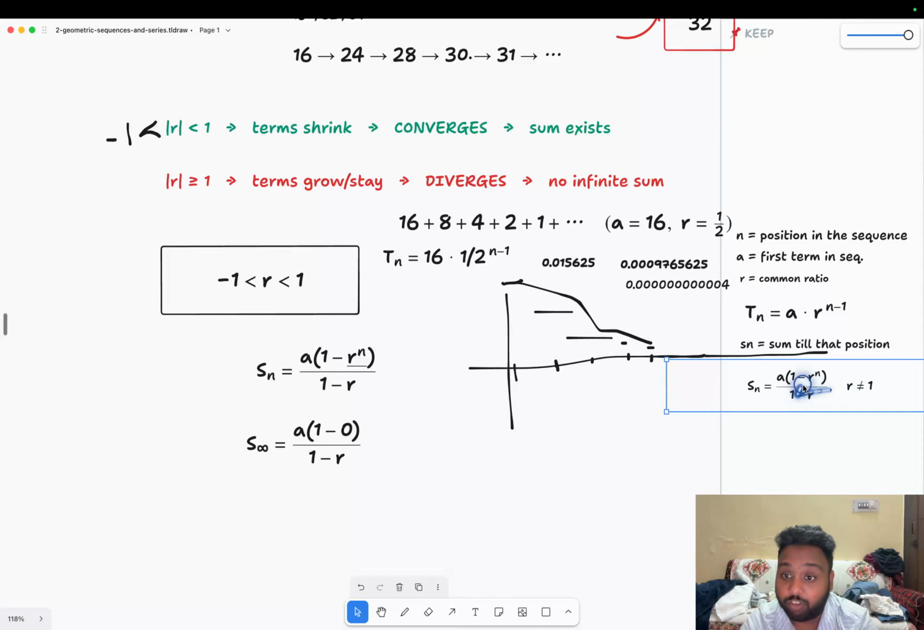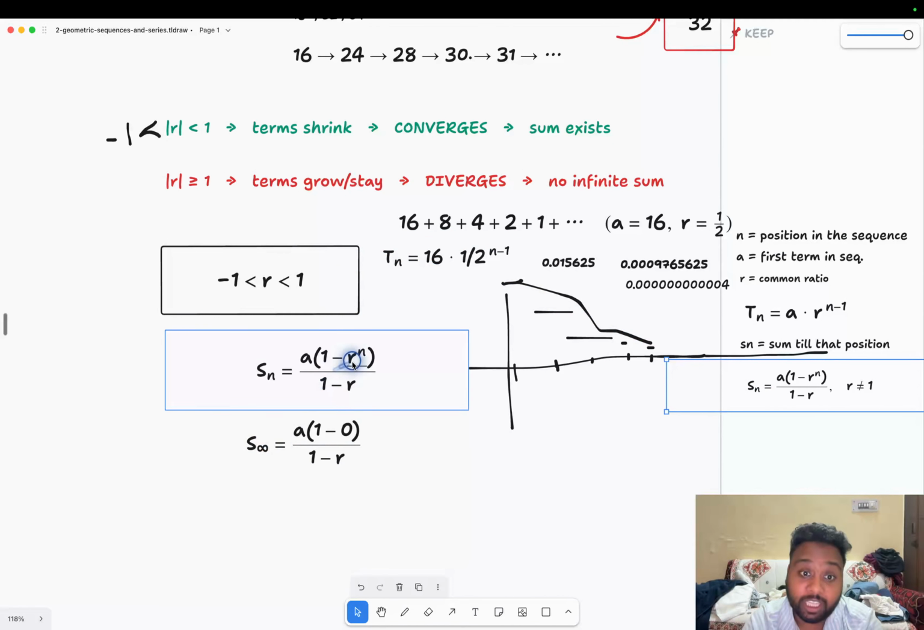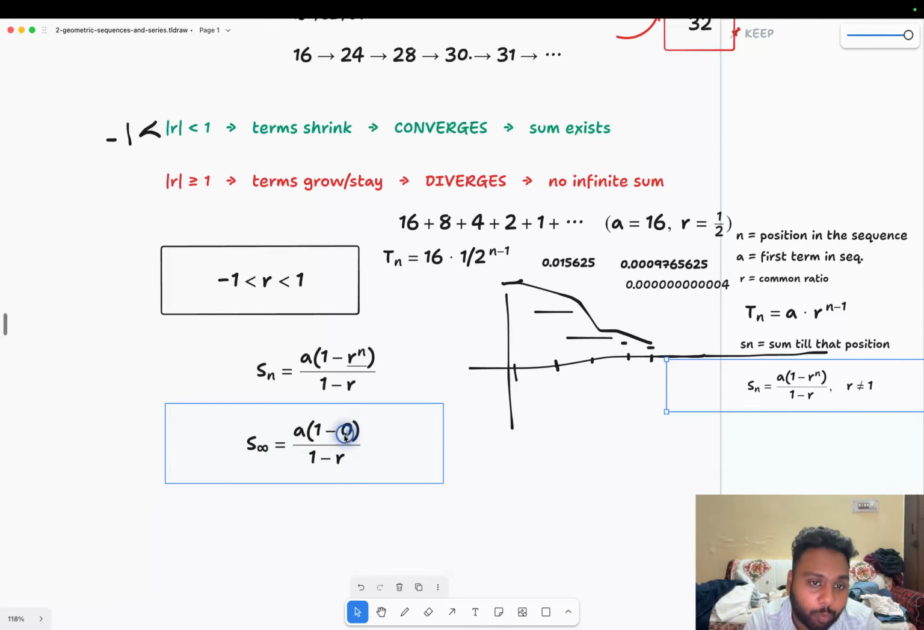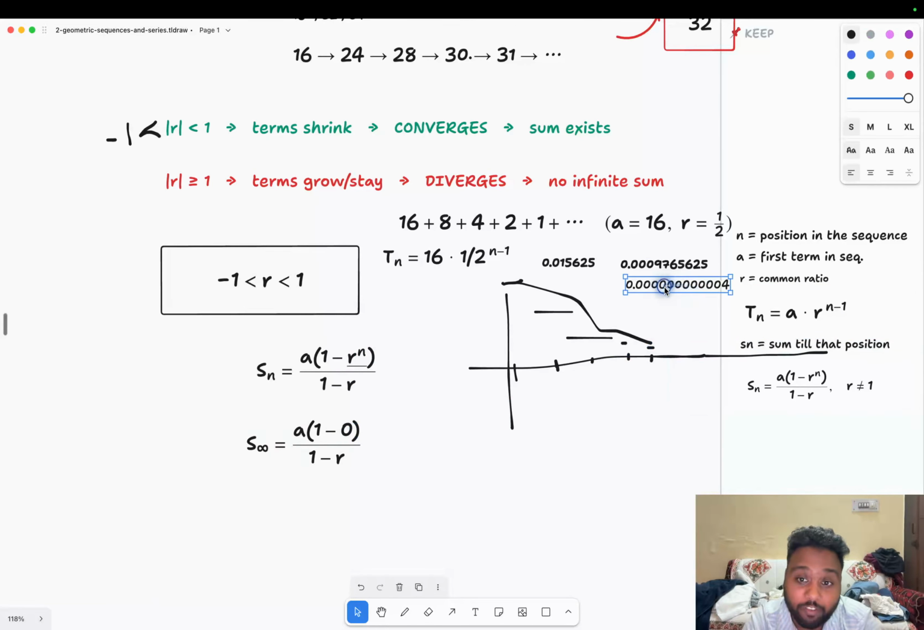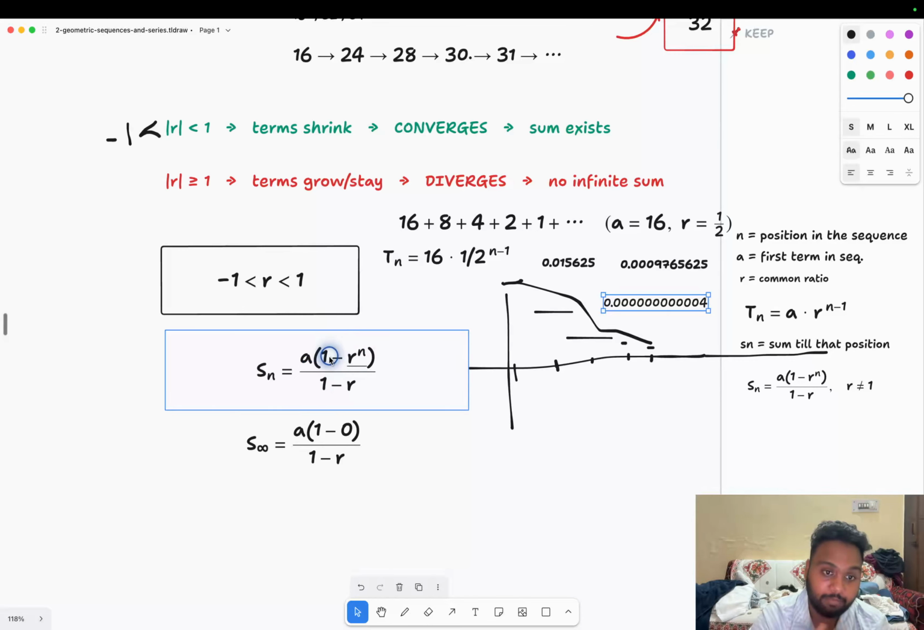And what we did was we just took this formula. For infinity, when the r value was really small, we said r to the power of infinity can be made almost 0. Because it's going to be a very small number, almost like 0.0000000 for a very long time, and then some number which doesn't even make sense to subtract from 1.